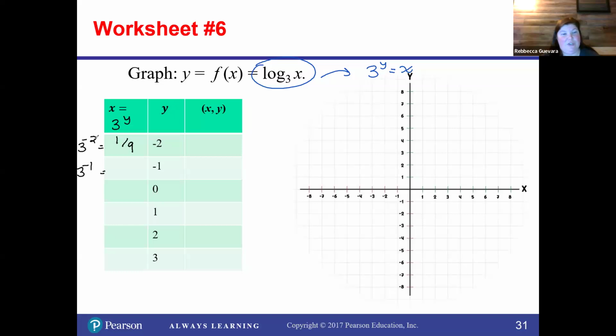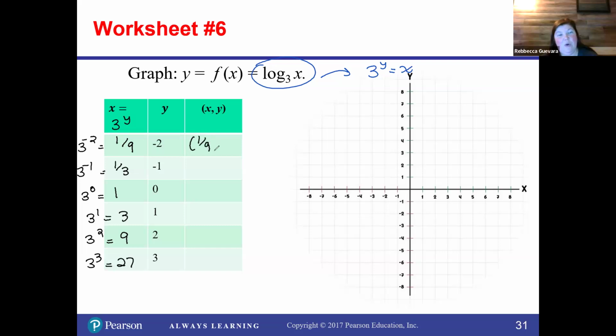If y is negative 2, x is 1/9. If y is negative 1, x is going to be 1/3. If y is 0, that means that x will be 1. If y is 1, that means x will be 3. If y is 2, x will be 9. And then just for fun, if y is 3, x would be 27. So obviously this last point we're probably not going to be able to graph.